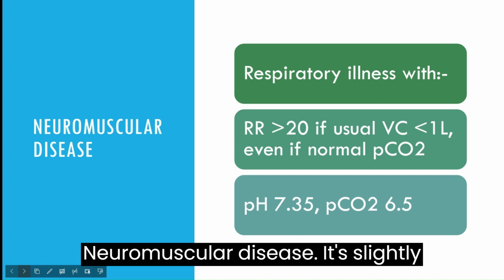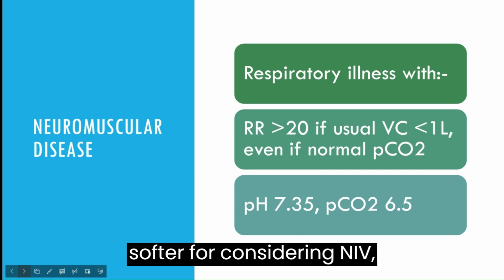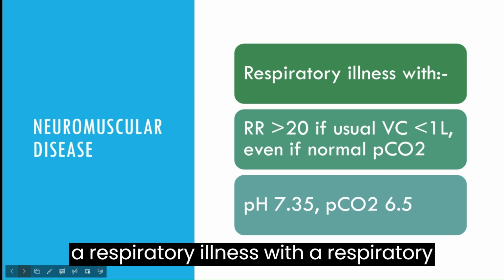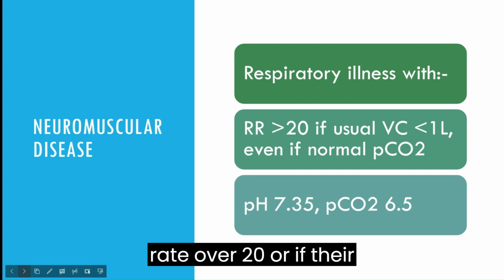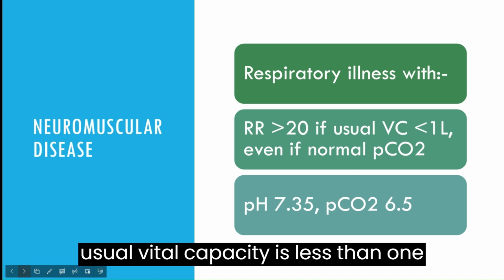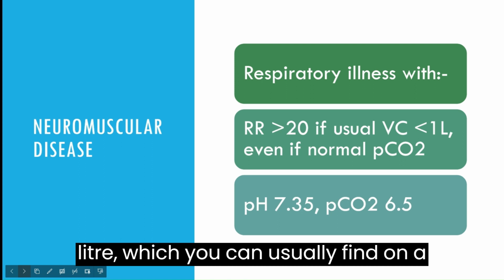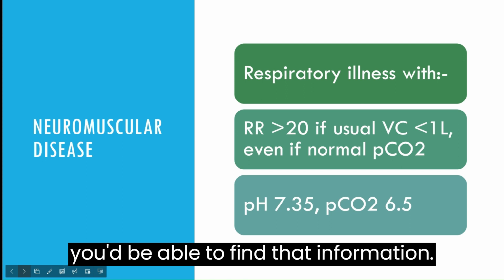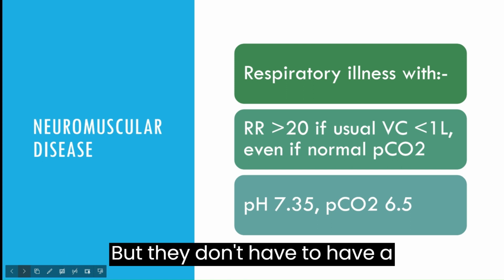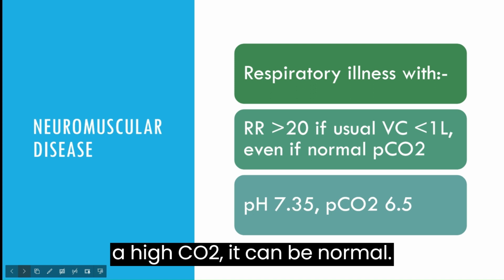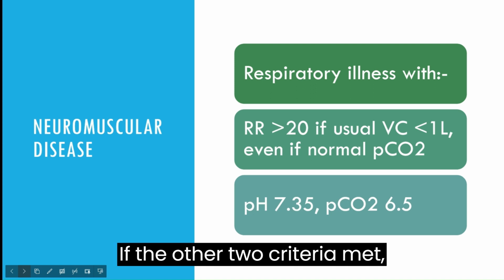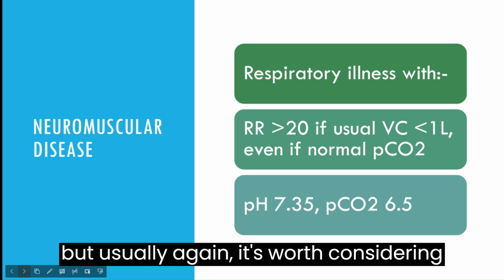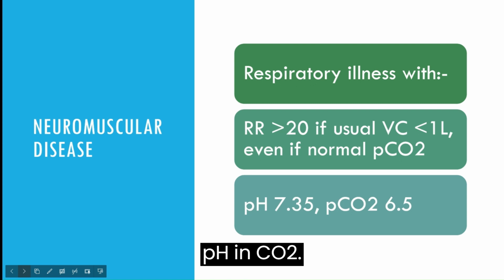Neuromuscular disease is slightly softer for considering NIV. So they have to have come in usually with a respiratory illness, with a respiratory rate over 20, or if their usual vital capacity is less than 1 litre, which you can usually find on a previous letter, and they will obviously have a known neuromuscular disease where you'd be able to find that information. But they don't have to have a high CO2. It can be normal if the other two criteria are met. But usually, again, it's worth considering an arterial blood gas and looking at that pH and CO2.